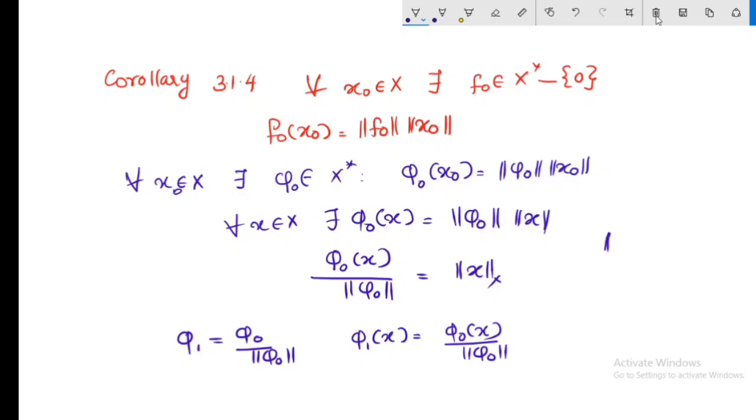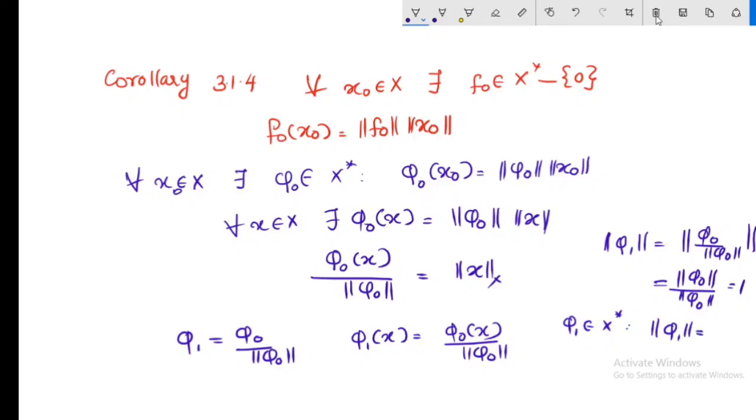Now what about norm of ψ1? It is equal to norm of ψ0 by norm of ψ0, and this is equal to 1. And clearly ψ0(x) is a linear function and this is a constant, therefore ψ1 is a linear functional. Also norm of ψ1 is equal to 1. Thus we get ψ1 belongs to X* such that norm of ψ1 is equal to 1.